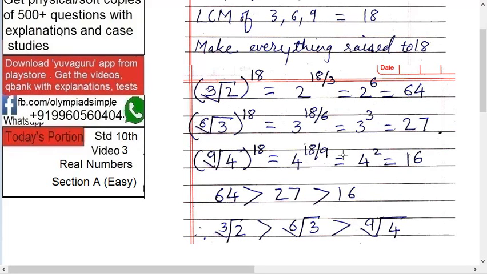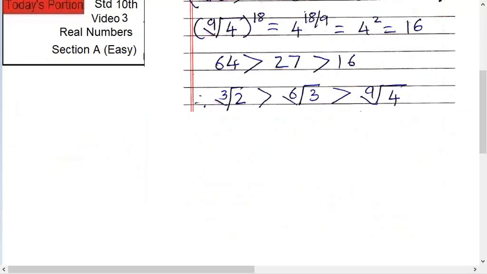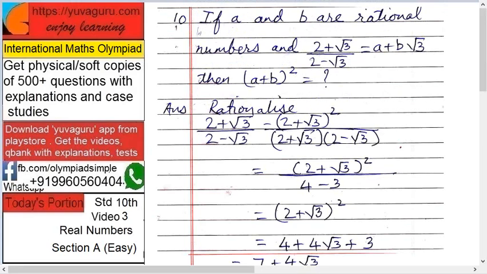and ninth root of 4. Okay, so this is the descending order. Next, if a and b are rational numbers and (2 plus root 3) upon (2 minus root 3) equals a plus b root 3, then (a plus b) the whole square equals to, basically nothing new or nothing difficult, just solve this and rationalize the denominator.